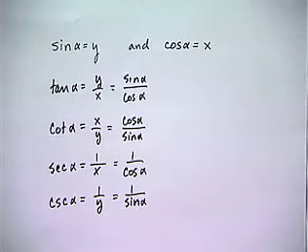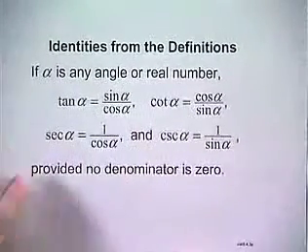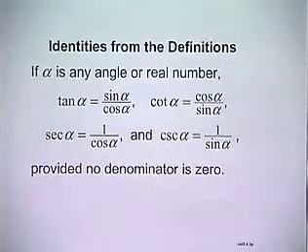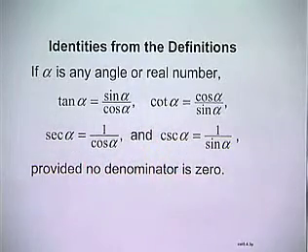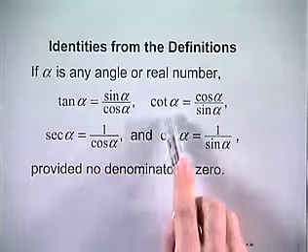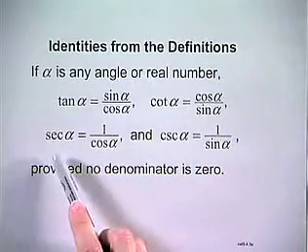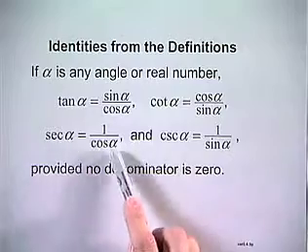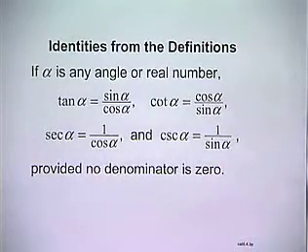Let me summarize these identities that we derived from the definitions. If alpha is any angle or real number, tangent alpha is sine alpha over cosine alpha. Cotangent alpha is cosine alpha over sine alpha. Secant alpha is 1 over cosine alpha, and cosecant alpha is 1 over sine alpha, provided no denominator is 0.